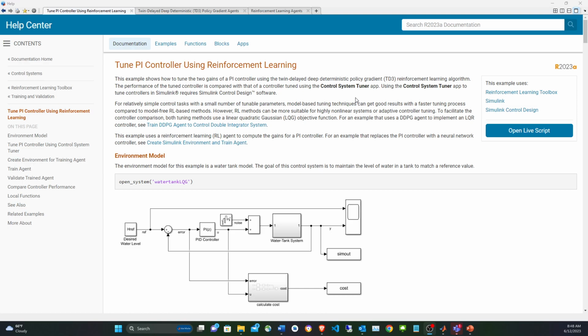An advantage of this example is that, let's say that you have a control system based on classical controllers like this PI controller. You want to generate code for it. Then you can use reinforcement learning to get the parameters, and you still generate code for the classical controller, but the parameters were obtained from reinforcement learning. That's something that this example is going to show. So let's go to the example.